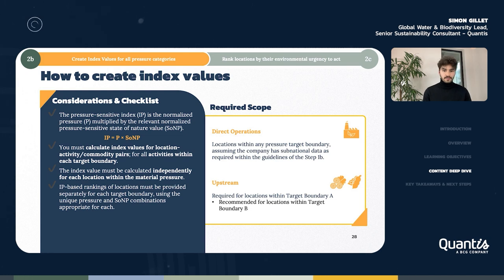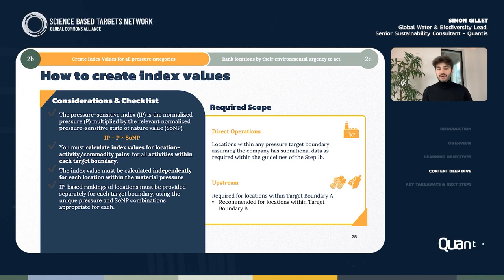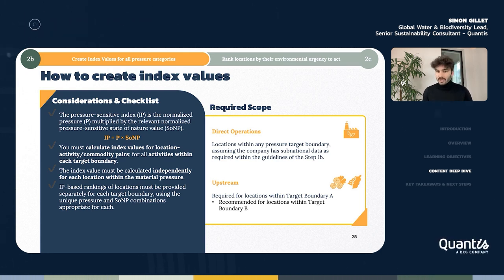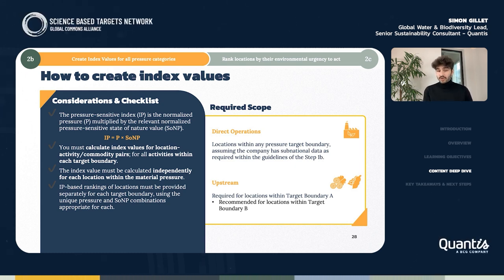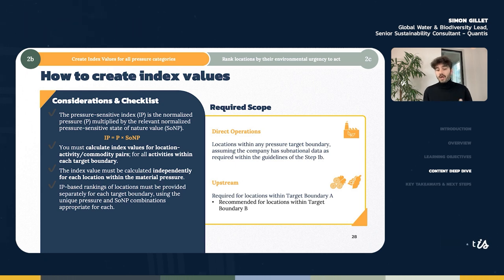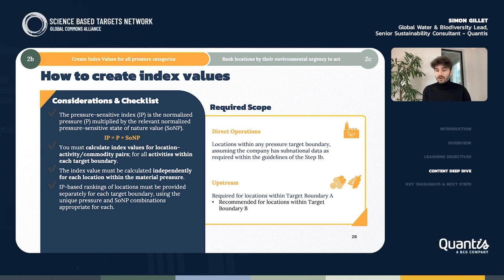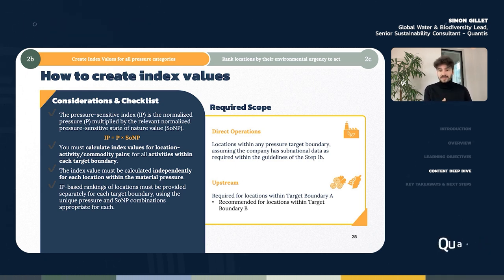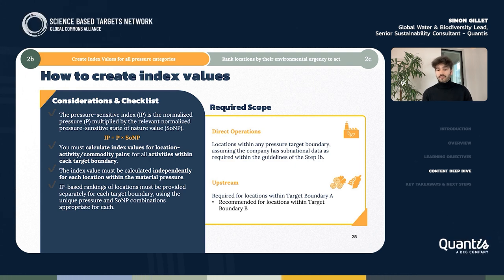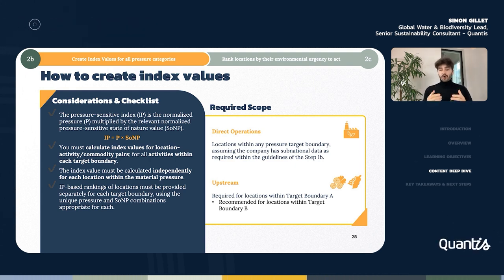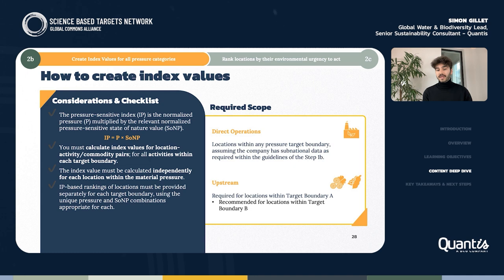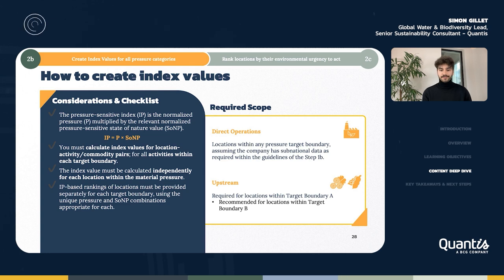for the pressure. As for what to include in this index calculation, the calculation process must only be applied to locations for which the spatial resolution is either aligned with the spatial resolution requirements for step 3, such as water basin level 5 for water quantity targets, or at a subnational scale that is coarser than the step 3 requirements, but consistent with step 1b requirements.